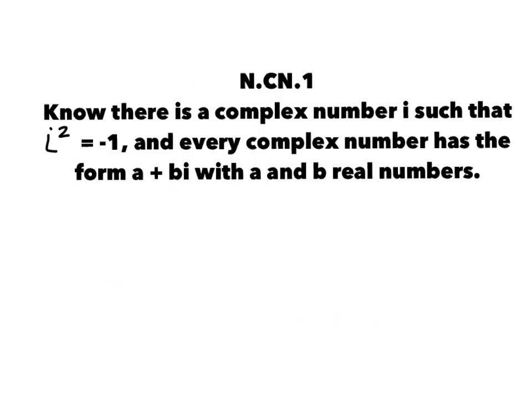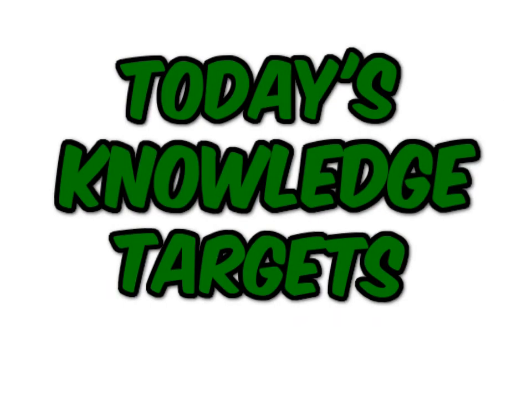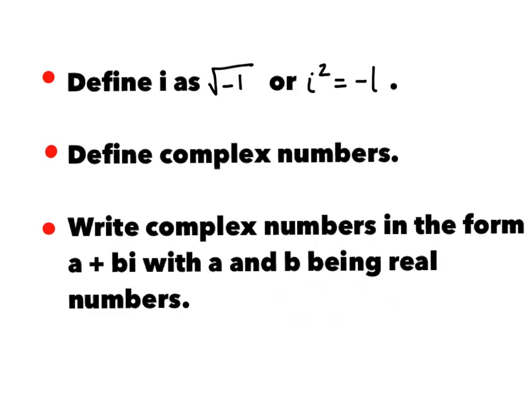Today's objective. Know there is a complex number i such that i squared equals negative 1, and every complex number has the form a plus bi with a and b real numbers. Today's knowledge targets. Define i as square root of negative 1, or i squared equals negative 1. Define complex numbers. Write complex numbers in the form a plus bi with a and b being real numbers. And this will be the one that we spend most of the time on today, making sure that we can write the complex numbers in the proper form after we finish the problem.